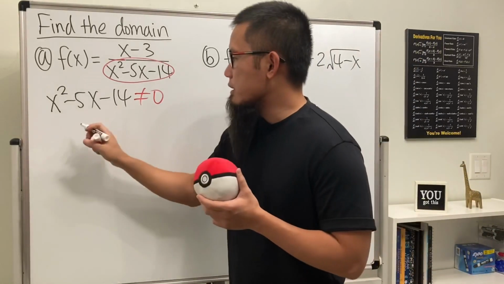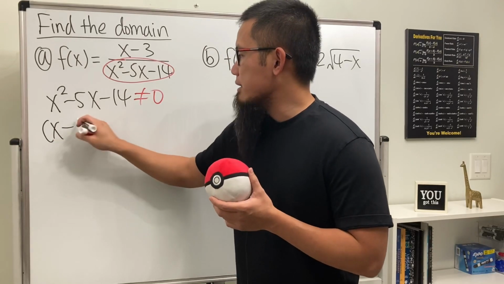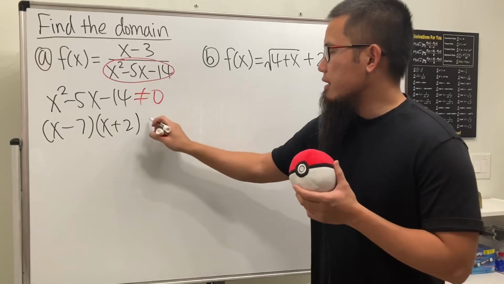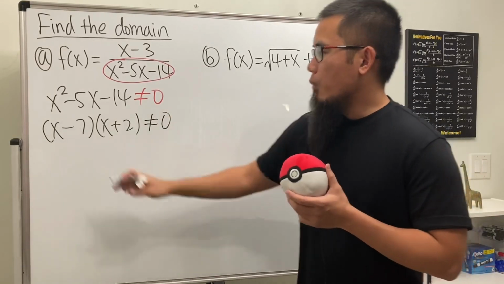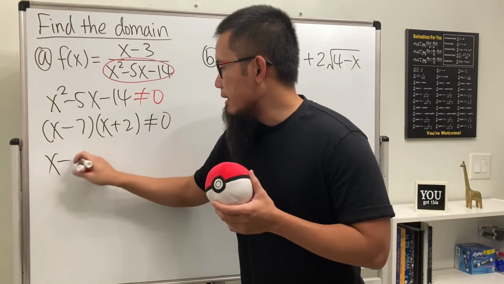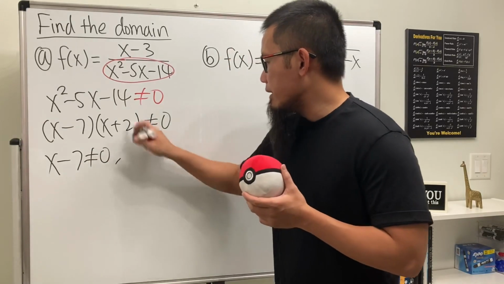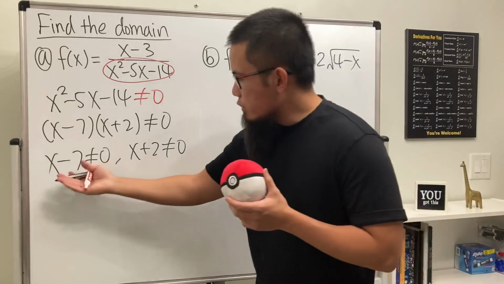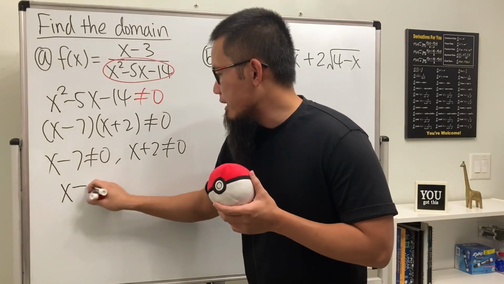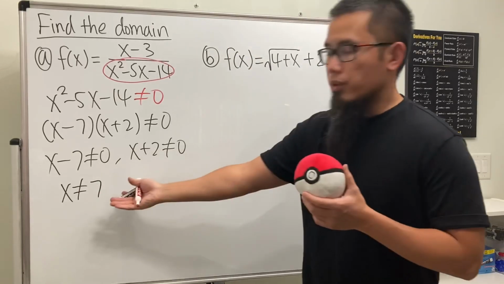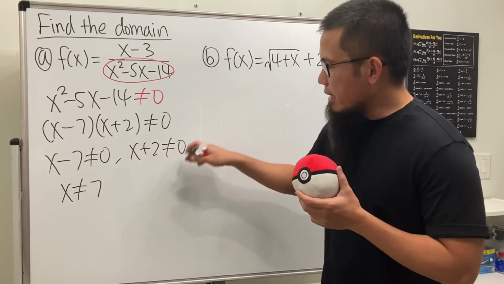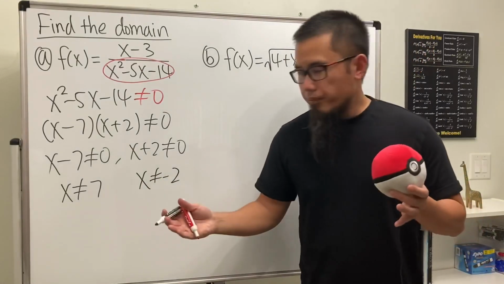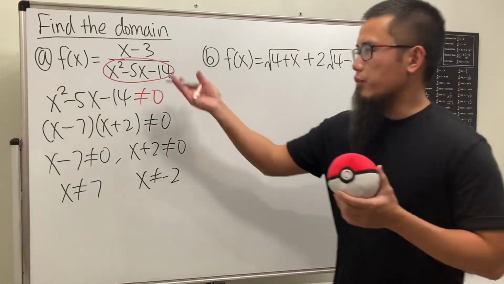We can solve this by factoring, and we get x minus 7 times x plus 2 after we factor this. And this is still not equal to 0. Well, this means x minus 7 cannot be equal to 0, and the other one, x plus 2, cannot be equal to 0. For this, we can add the 7 on both sides, and we get x cannot be equal to 7, and then after we subtract 2 on both sides, we get x cannot be equal to negative 2. So these are the two numbers that we cannot use for this function.